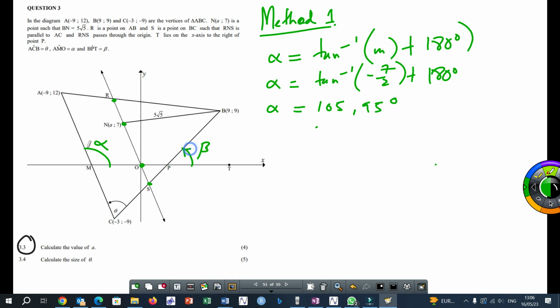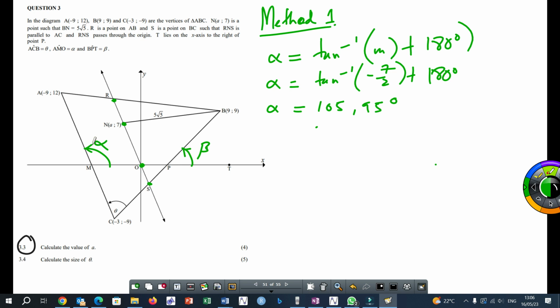Now, beta, okay, just to remind you, both alpha and beta are angles of inclination. Because they are angles between a straight line and the x-axis, and they are measured in an anti-clockwise direction from the x-axis. Both of them. Okay? Theta is not an angle of inclination. Theta is not an angle of inclination. Okay? Right, so let's find beta.